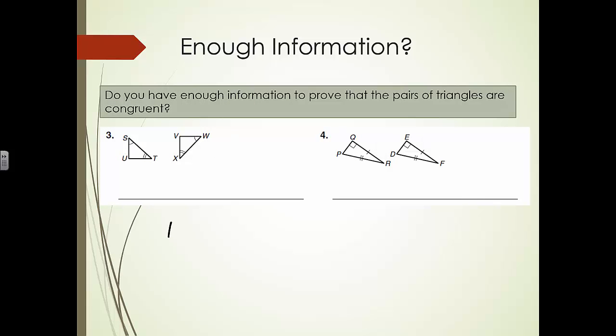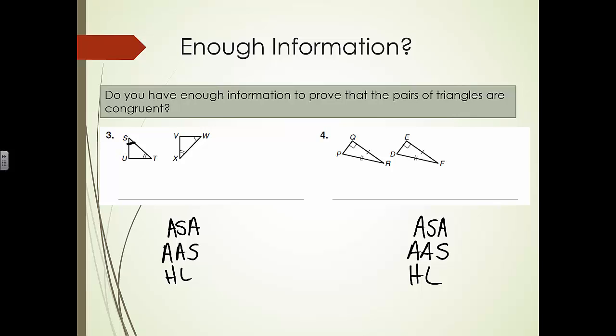Okay, let's try another one. Again, I'm going to write my choices: angle, side, angle; angle, angle, side; and hypotenuse leg. I do not, again, see right angle marks. Looks like they're right angles, but I see no marks.